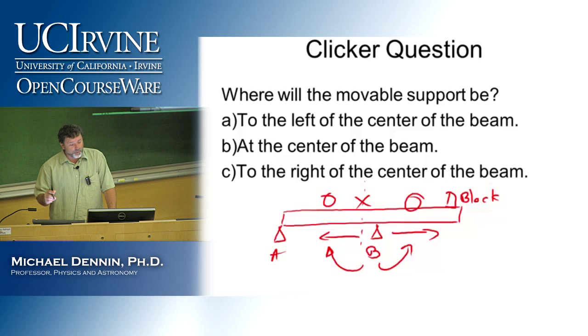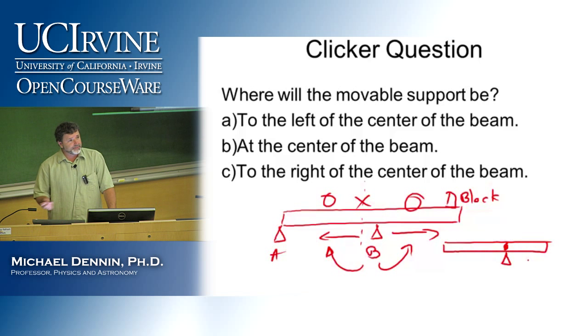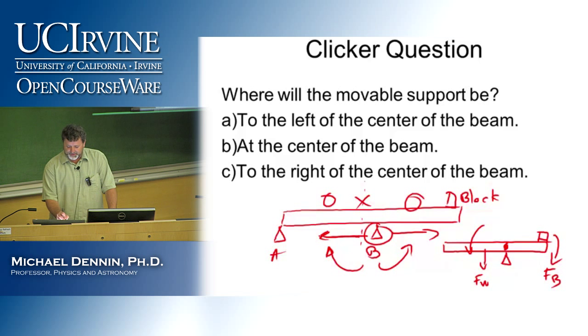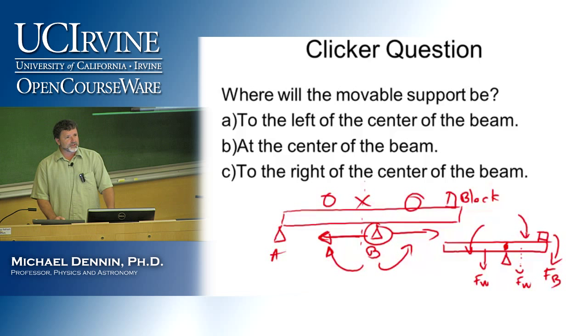Okay? For this to work, recall our free body diagram, right? We need the torques about this point to cancel each other out, which means I need a weight on this side to rotate it that way because the block is rotating it that way. If this support moves to this side of center, then the weight's over here, right? And both of my forces rotate it the same way, and it'll flip up.